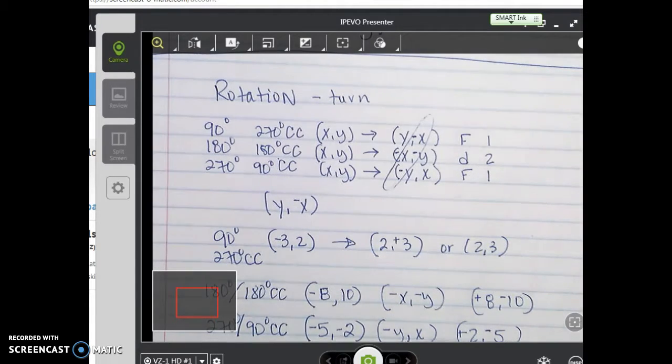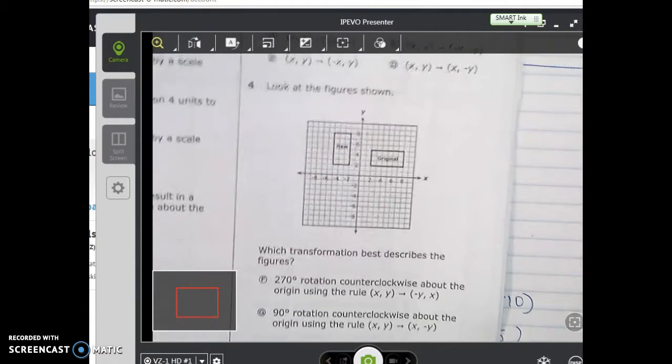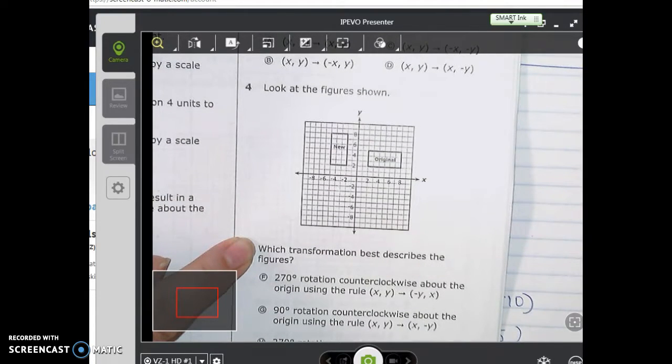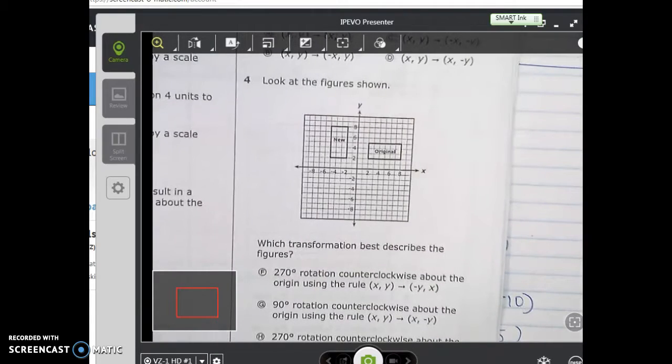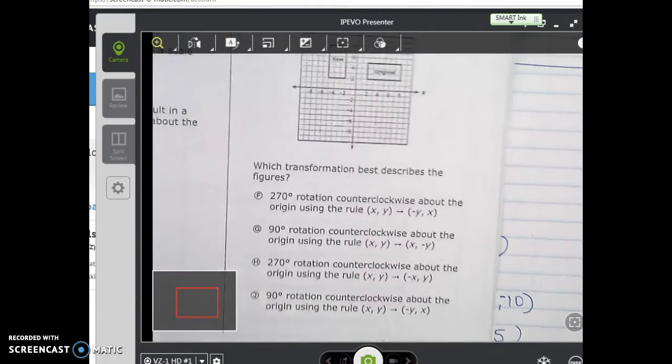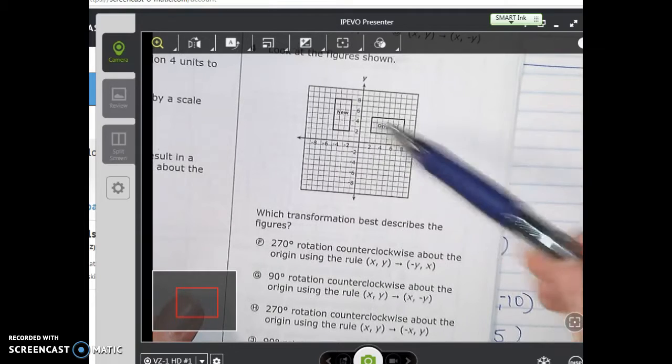I have an example here for you. We can look at question 4. And so you've got these figures. It says, which transformation best describes this figure? Well, you know it's a rotation because it's turned. It's not any bigger, it's not any smaller, so it's not a dilation. It's not been slid, it's not reflected. It has definitely been turned. So the question is, which one's right? Now you've got to remember which one's which.